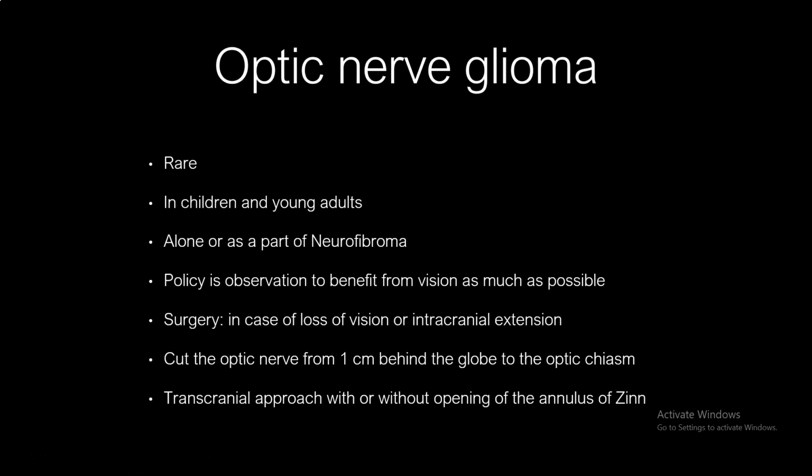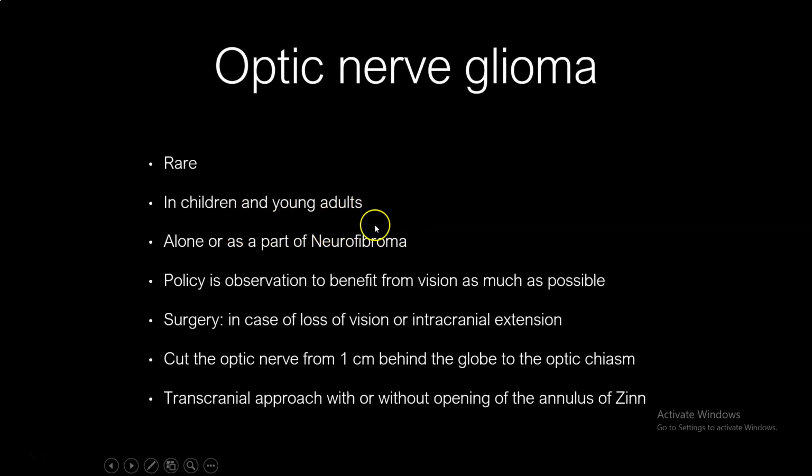Optic nerve glioma is a rare tumor, but I'm mentioning it because we are neurosurgeons. We are concerned with it, and you see it so many times. Most of these tumors, or all these tumors, are benign. They are juvenile pilocytic astrocytoma, where you find Rosenthal fibers, but they are benign by pathology, but malignant by location. So it is occurring in children and young adults, age of 10, 12, 13 years, and it is occurring alone or as a part of neurofibroma.